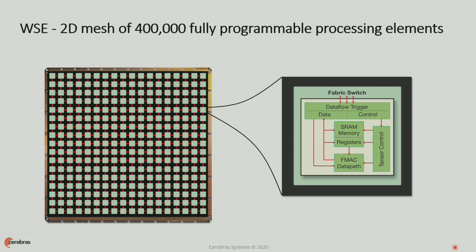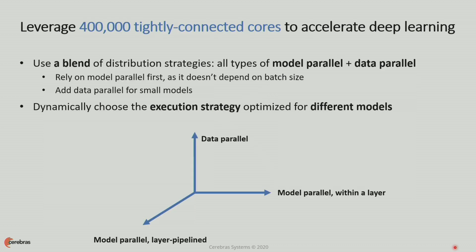Our processor is essentially a 2D mesh of 400,000 fully programmable processing elements. Every single one of them has its own functional control units and local memory, and it is optimized for linear operations on sparse tensors. All of those processing elements are tightly connected with on-chip fabric, with on-chip communications. That enables us to use a diversity of distribution strategies to parallelize the work across all of those 400,000 cores. So how do we leverage all of those cores?